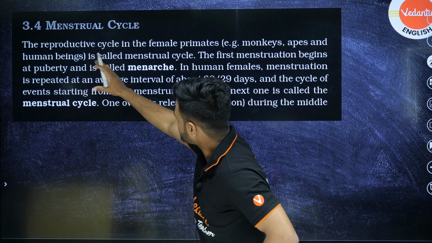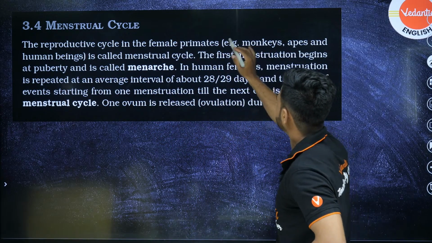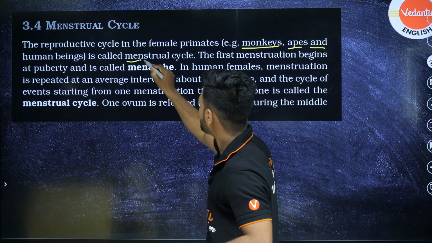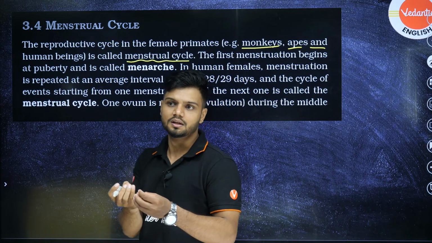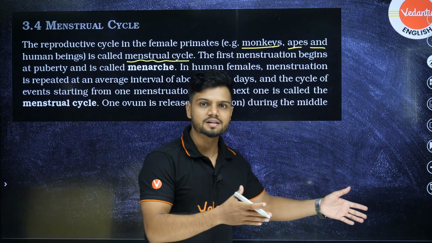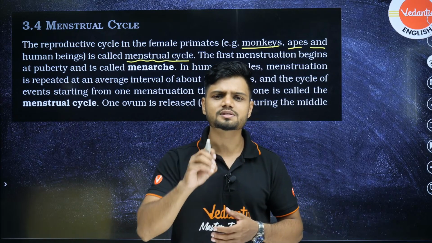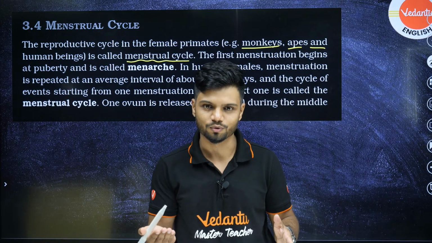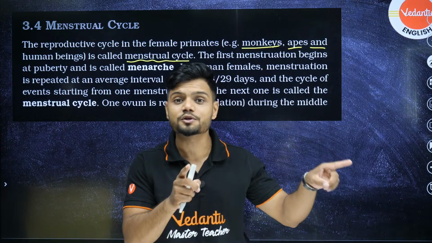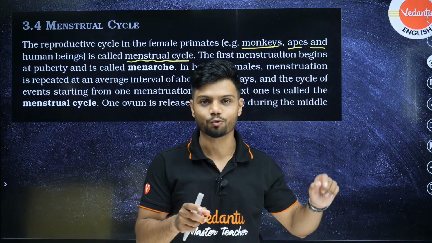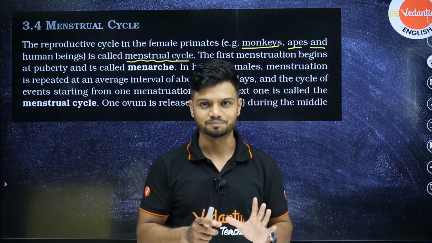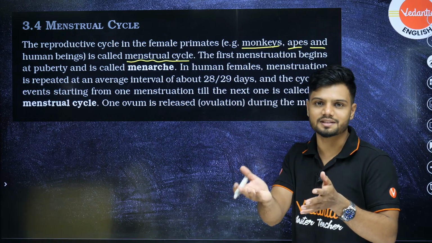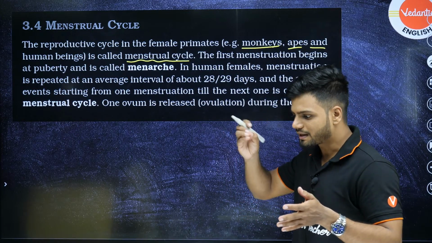The reproductive cycle in the female primates, that is monkeys, apes and human beings, is called the menstrual cycle. Similarly, the other mammals, which include your animals and dogs, do the females there also have a menstrual cycle? Yes, there is an event which is similar to the menstrual cycle. It is called the estrous cycle, O-E-S-T-R-O-U-S, which happens in other non-primates, that is your cats and dogs and everything. But there are key differences there.